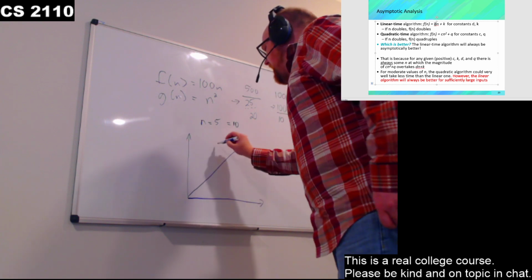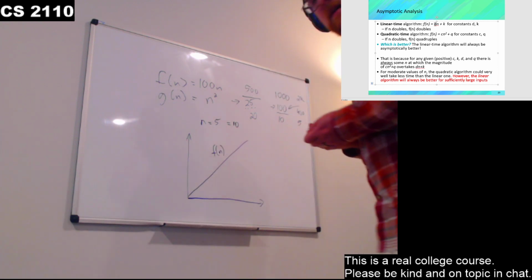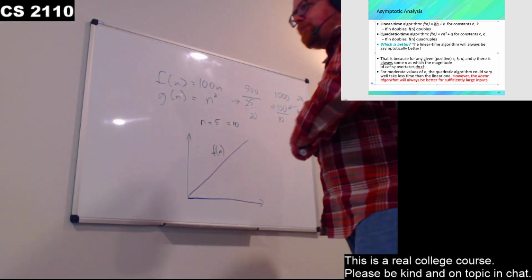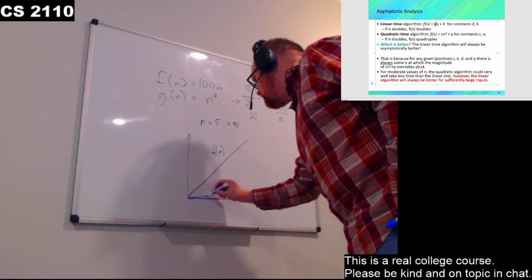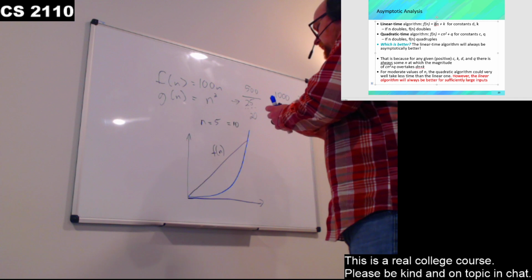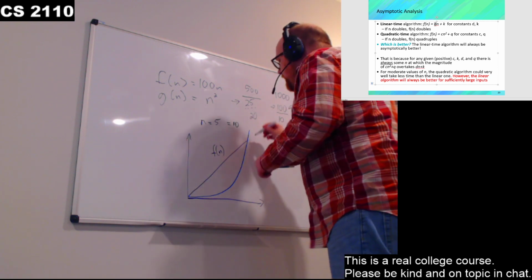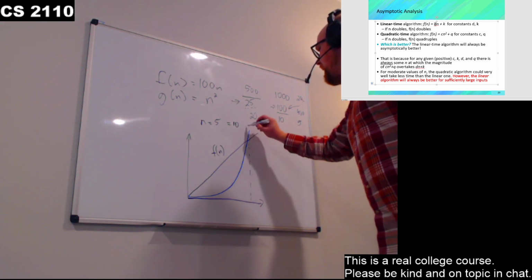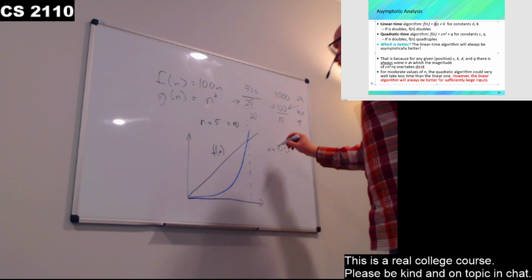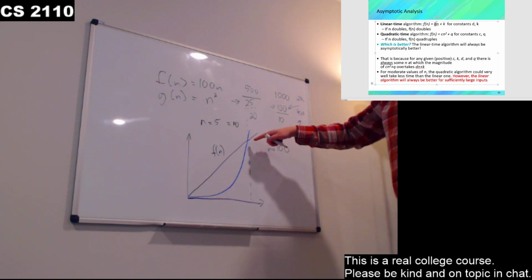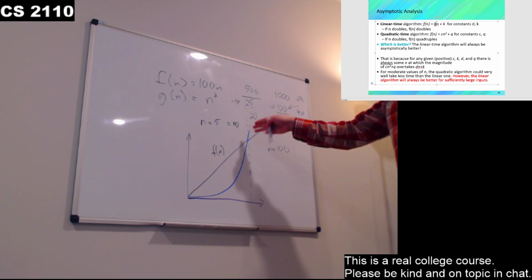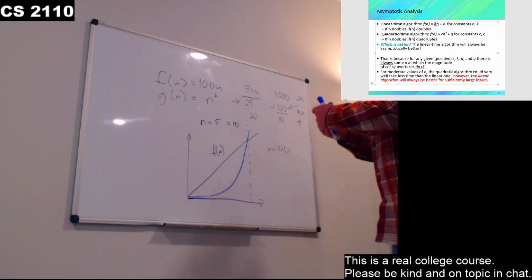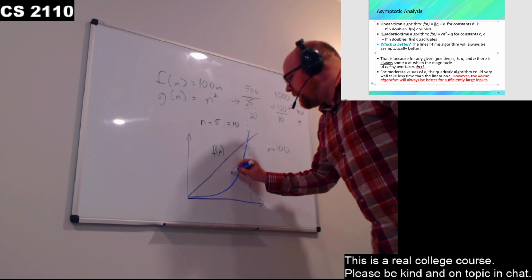This line would be f of n, and then let me find my blue markers. This blue line would be n squared. And at some point, these two lines would cross, and this point is where n equals 100. At this point, these two values are equal, and anything to the right of this line, no matter how much bigger we get, f of n will be faster than g of n.